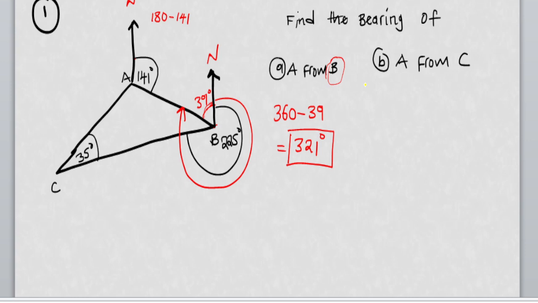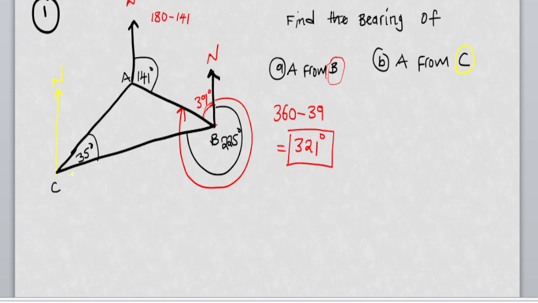We find the bearing of A from C. So you first go where C is. This is C. So you check, do we have a north at C? We don't have a north. The first thing is we create a north, an imaginary one. So this is the north at C that we've created.